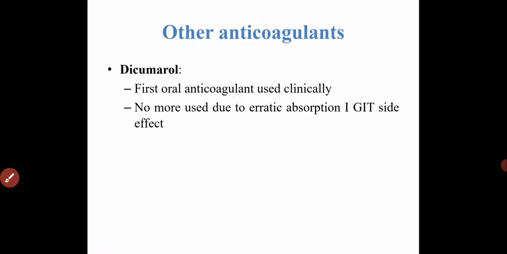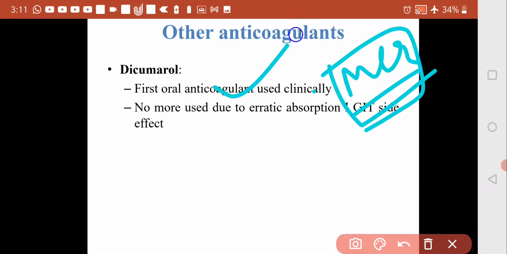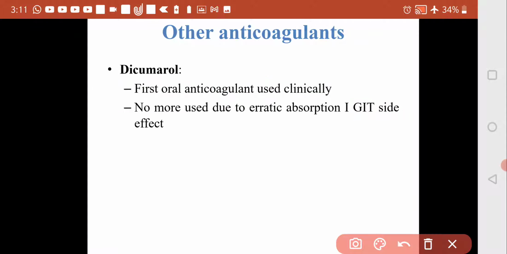Then another anticoagulant is dicumarol. It is the first oral anticoagulant which was used clinically. So in the MCQ part, when asked about the first oral anticoagulant used clinically, it is dicumarol. So try to remember this. And why is it not used nowadays? Mainly warfarin and other oral anticoagulant drugs are useful. Dicumarol and other drugs are not useful because of various ADRs and an erratic response.